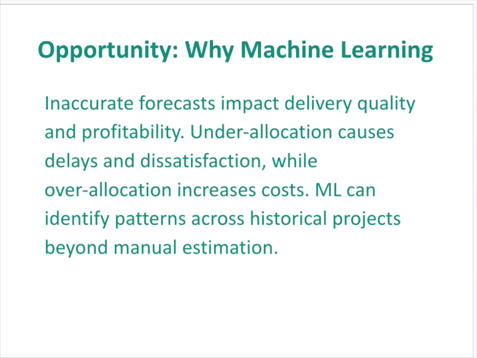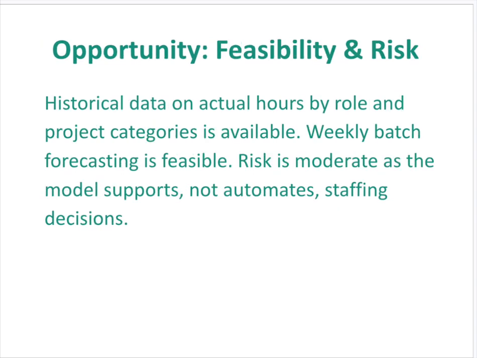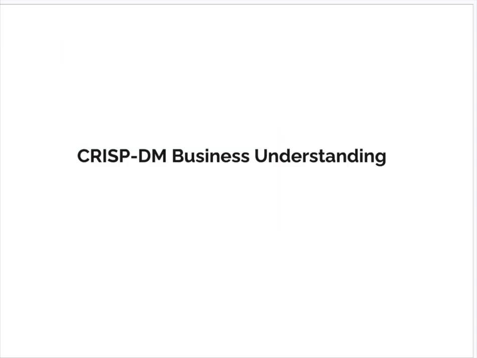Why is this a good opportunity to use machine learning? Because inaccurate forecasts impact delivery quality and profitability. Under allocation can cause delays and dissatisfaction, while over allocation can increase costs and reduce profitability. ML can identify patterns across historical projects beyond manual estimation. We have historical data on actual hours per role and project category, and we can generate weekly batch forecasting. The risk is moderate as the model supports, not automates, staffing decisions.